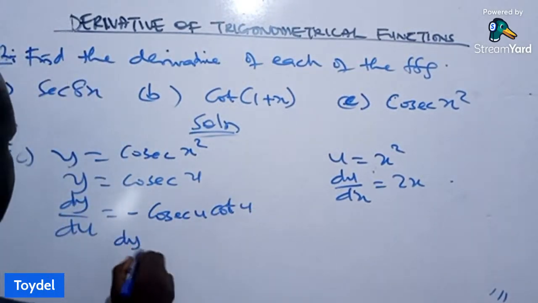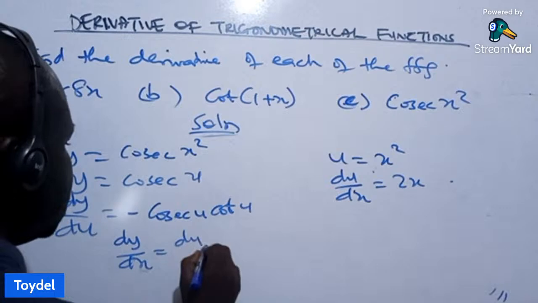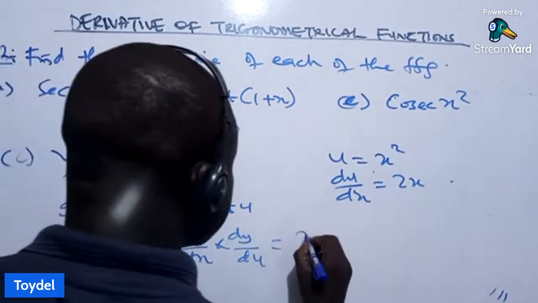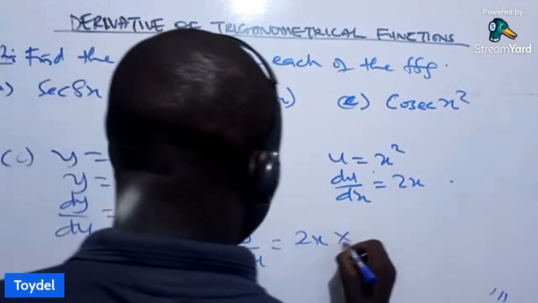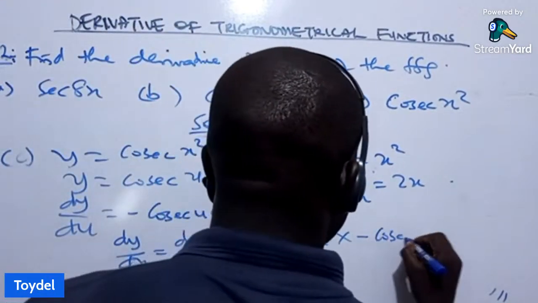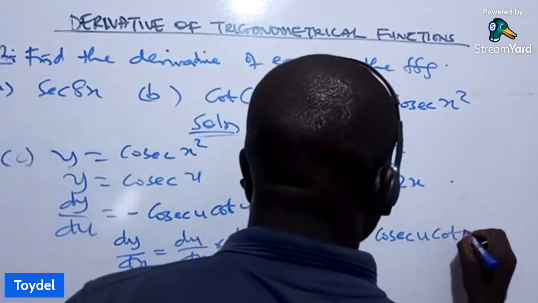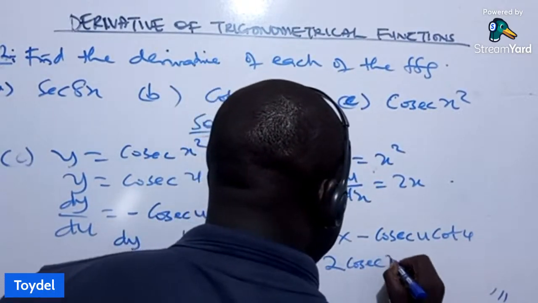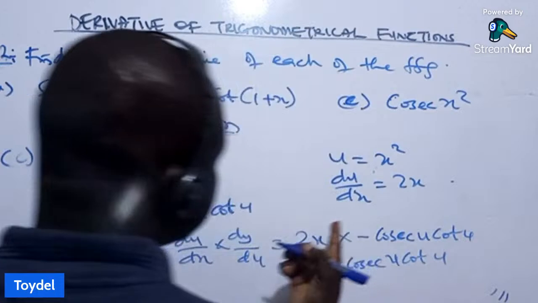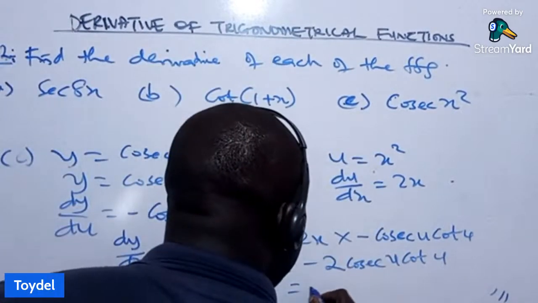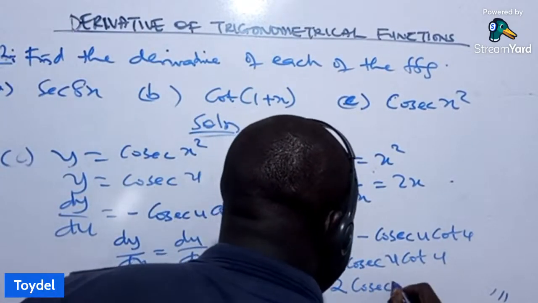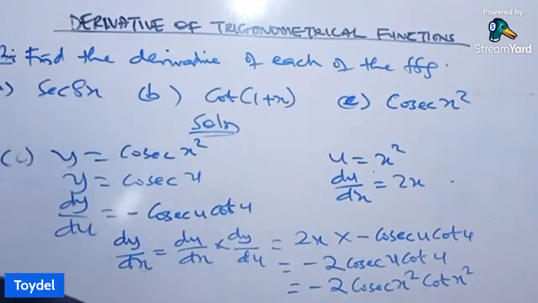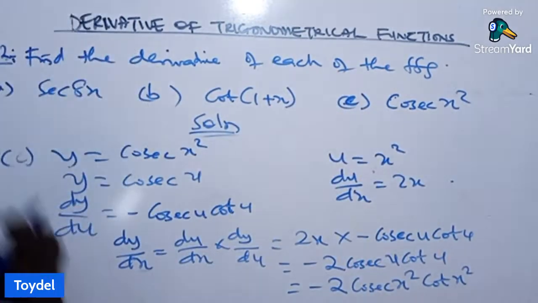That is what we are going to get. So that finally dy dx will be equal to du dx multiplied by dy du. So du dx is 2x, multiplying minus cosec u cot u. If you do that, we are going to have minus 2x cosec u cot u. Then what is u? u is x squared. So we are going to get minus 2x cosec x squared cot x squared. And that is what we are going to get as the final answer.